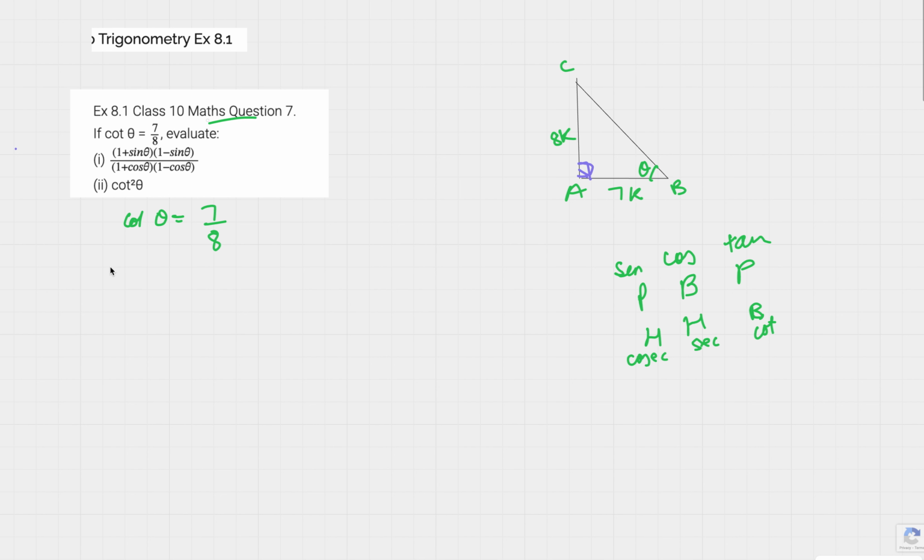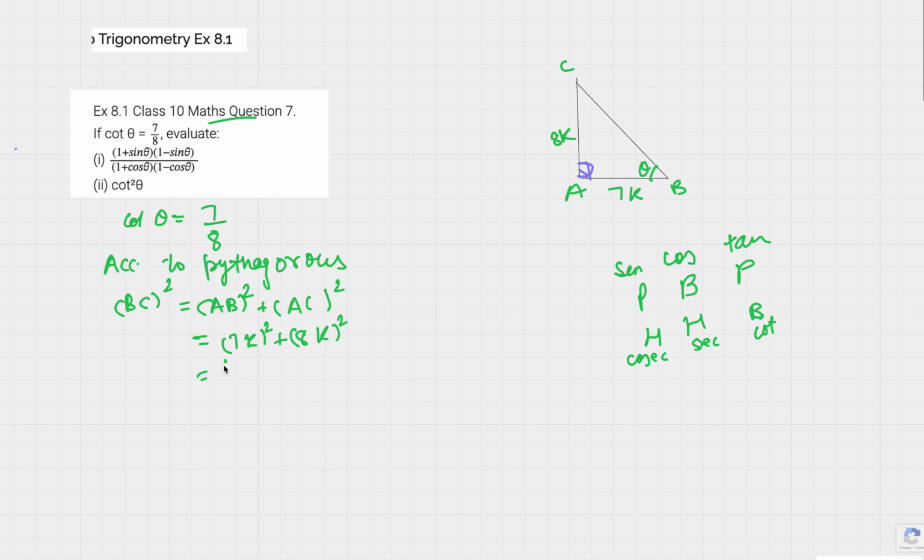Now we will calculate the BC. So according to Pythagoras, BC square equals AB square plus AC square. Then this is 7K square plus 8K square, 49K square plus 64K square, which is 113K square. So if the square goes to the right hand side, then BC equals root 113K. So this is root 113K.